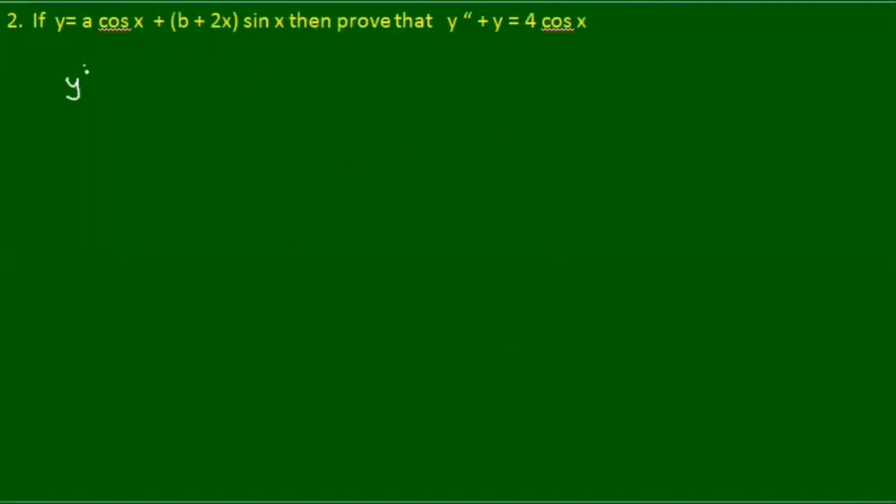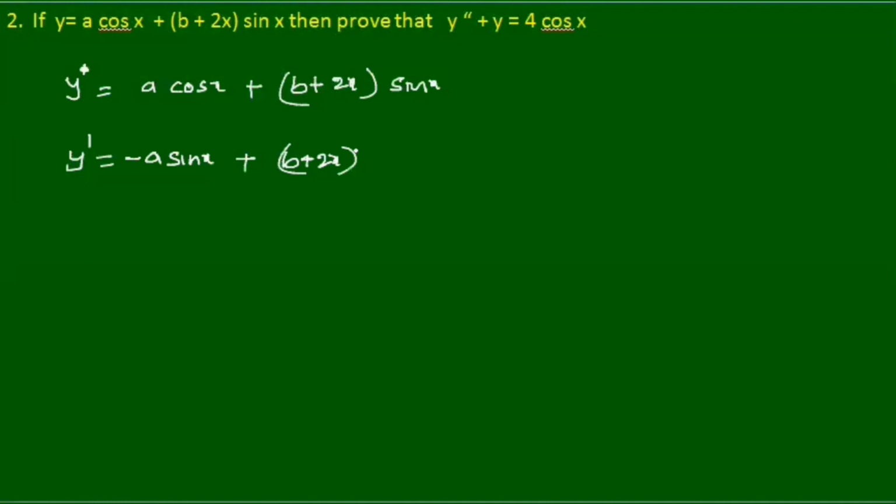First, we consider y, not y dash. y is equal to a cos x plus (b plus 2x) into sin x. Next y dash is equal to a into cos x derivative, which is minus sin x. And then we have to differentiate uv. Take u as it is, and v derivative is sin x derivative, cos x, plus sin x as it is, b plus 2x derivative is 2, since b derivative is 0 and 2x derivative is 2.